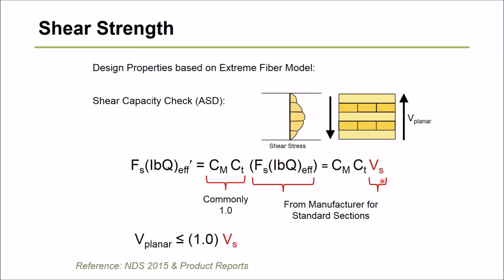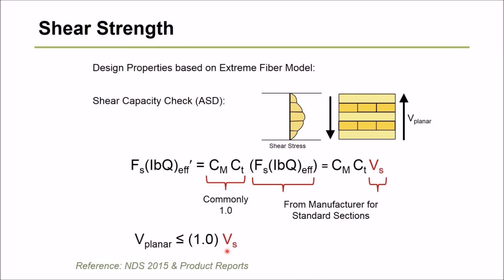Something to note here is that in the NDS 2015, we don't have a time duration of load factor on the shear strength. So we don't have a C sub D factor for our shear strength. But again, our modification factors for moisture and temperature in an interior application are typically going to be 1.0. So our applied shear needs to be less than our shear strength. Very simple check. We're going to get that shear strength from the product reports or from the manufacturers.